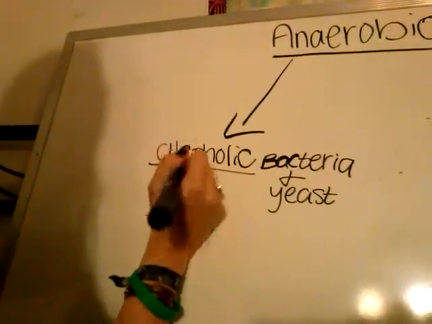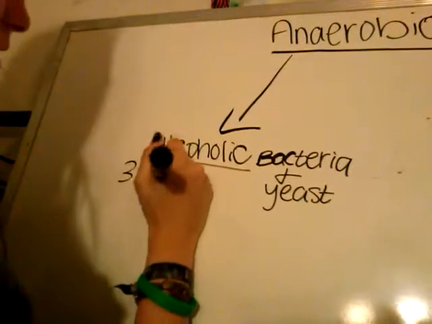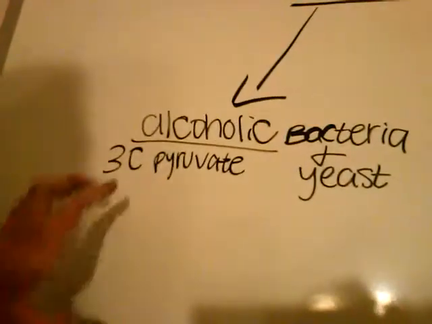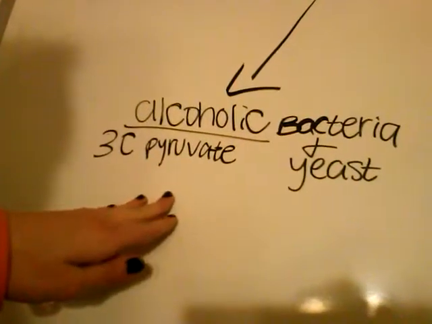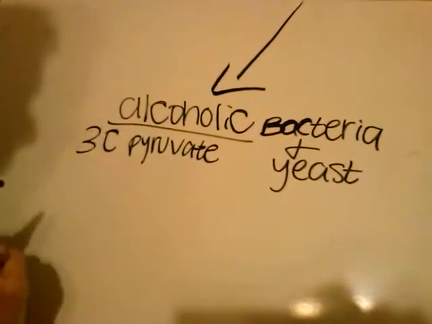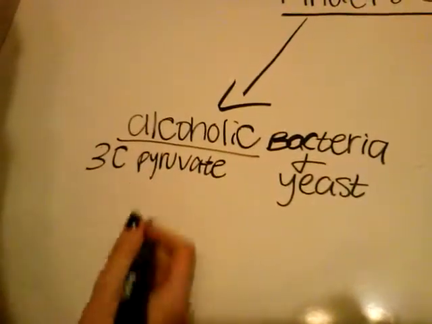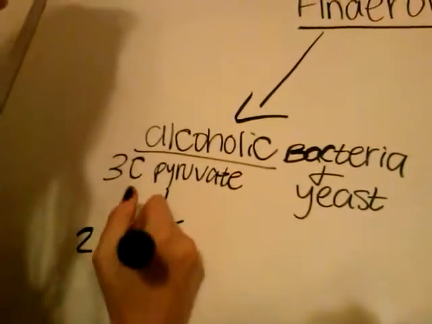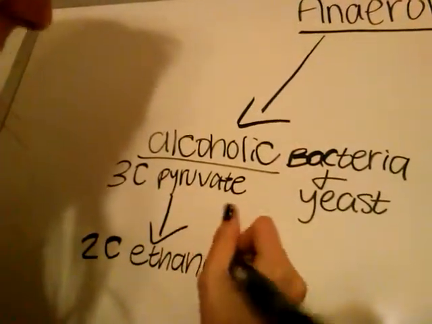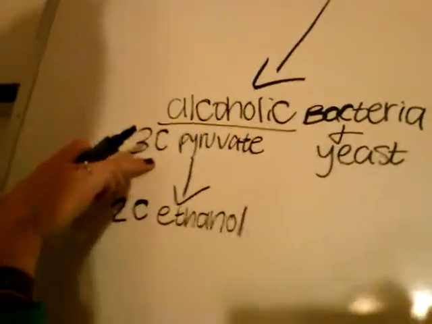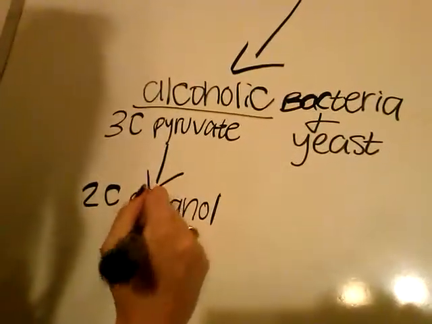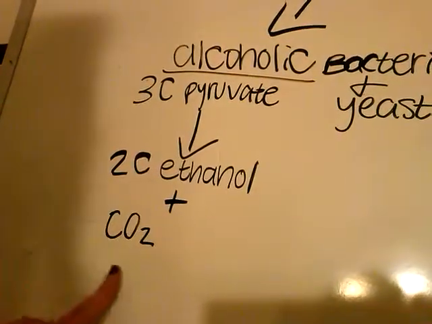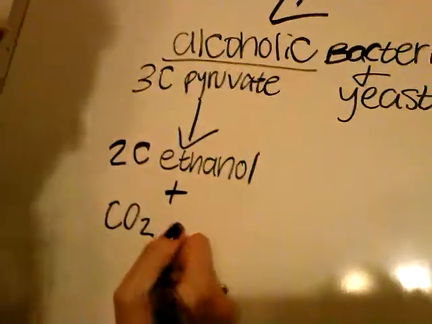it produces, let's see. Well, first, there's this 3-carbon compound called pyruvate, and if you watch our other video on glycolysis, you'll realize that pyruvate is the product of glycolysis, and it becomes the reactant in anaerobic respiration. So this 3-carbon pyruvate is converted to a 2-carbon compound called ethanol, which is alcohol. And this third carbon breaks off and becomes CO2 when it combines with an oxygen. This is the bubbles in alcohol that you see.